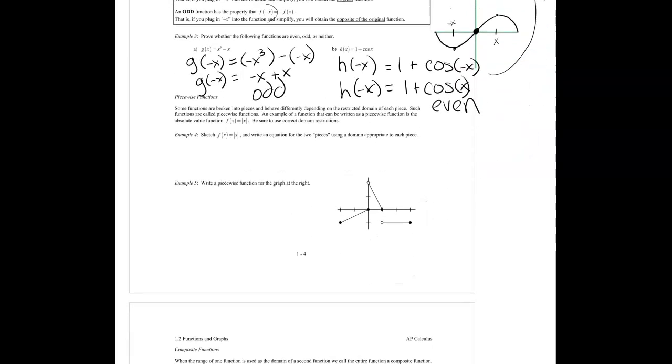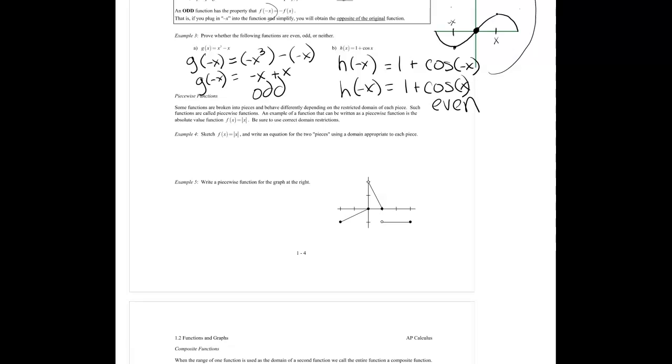Next thing that we're going to talk about is those piecewise functions again. I know that they were your favorite from Algebra 2 and pre-calculus. They do build up to calculus concepts, so yes, we have to review them here as well in calculus. So piecewise functions are just functions that are broken into tiny pieces and behave differently depending on the restricted domain of each piece. Such functions are called piecewise functions.